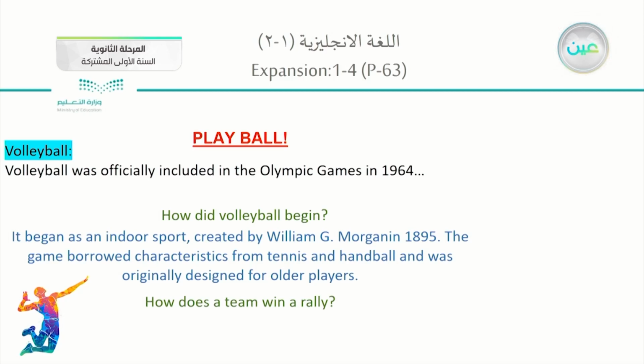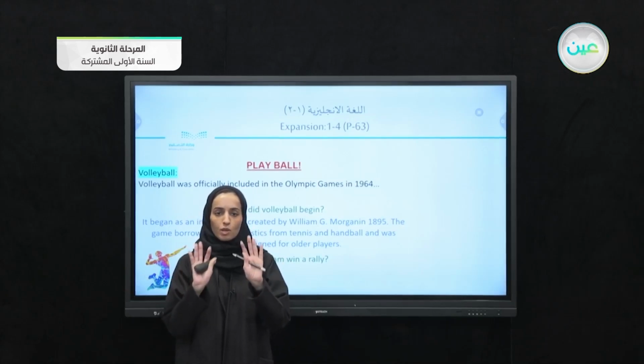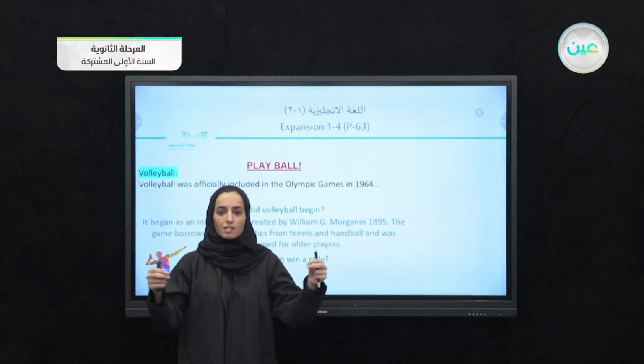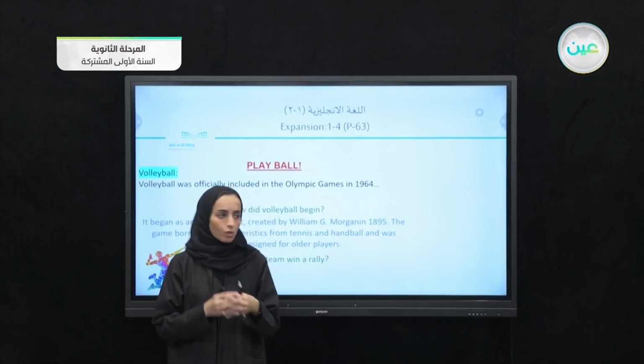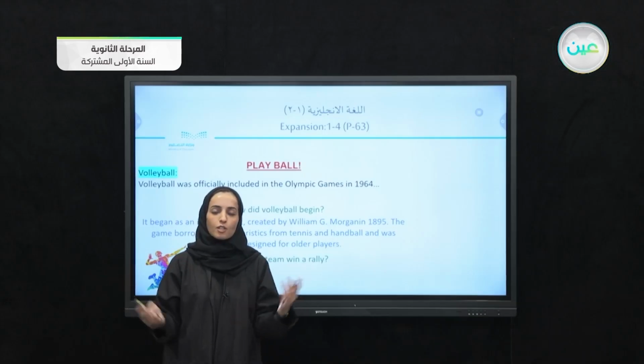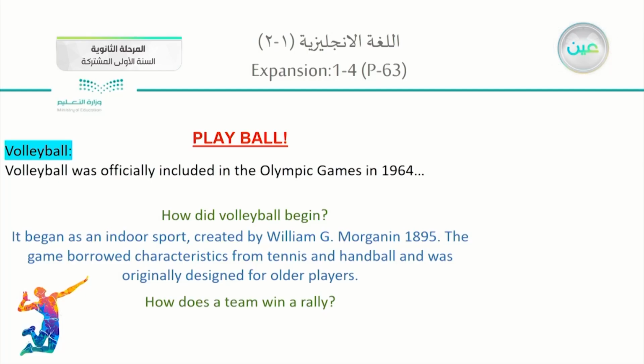So this is the beginning. It started as a combination between handball, that's why they are using hands, and tennis, that's why we're having the net. So a combination between 2 games, and it was played indoors. And these days, it is played outdoors and indoors. These are some of the changes that happened to it. In the past, only older people could play this game. However, today, everyone can play it regardless of age.